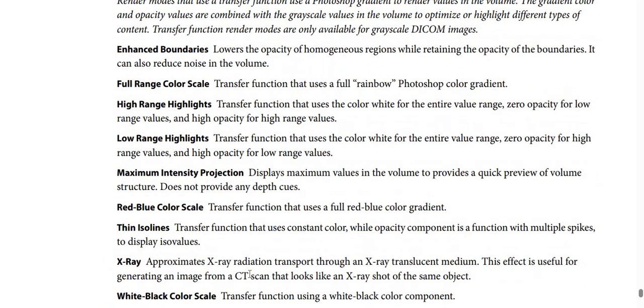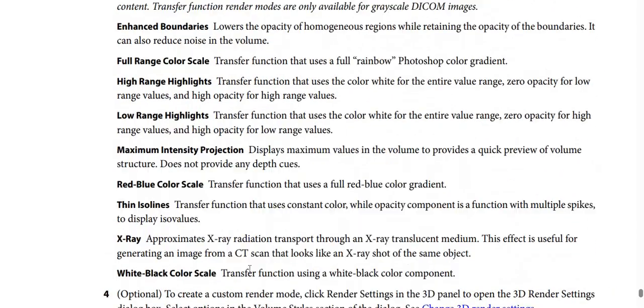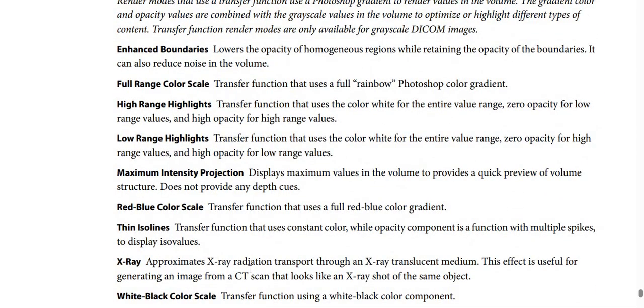We have many options here. The first option, enhanced boundaries. What's the meaning of enhanced boundaries? It lowers the opacity of homogeneous regions while retaining the opacity of the boundaries, and it can also reduce noise in the volume.